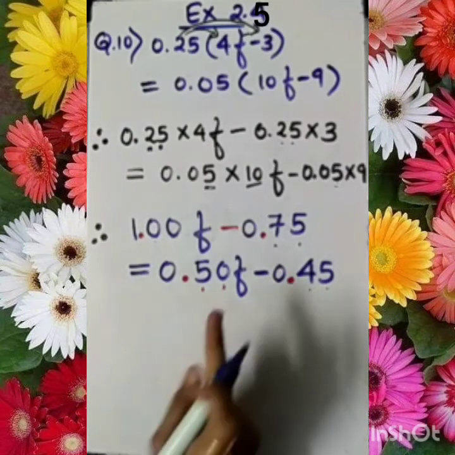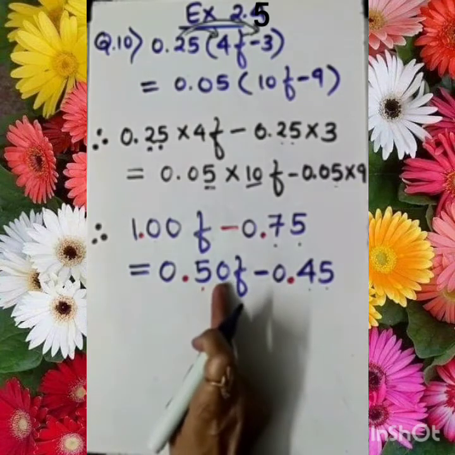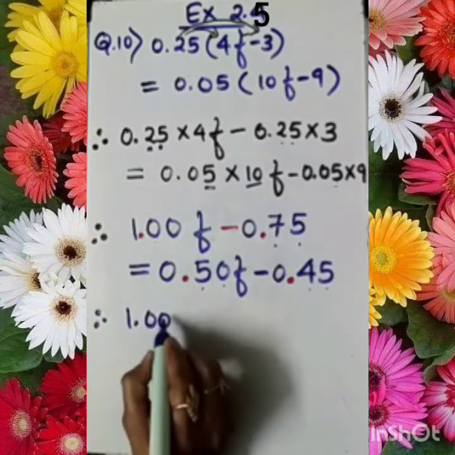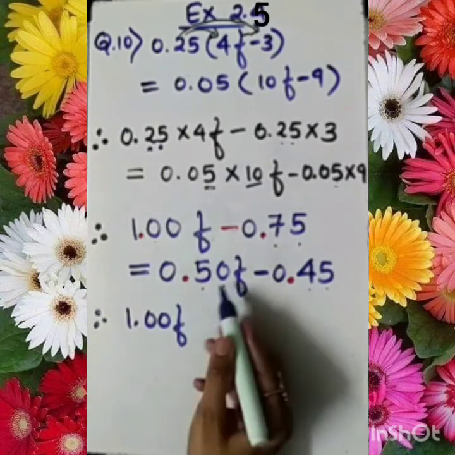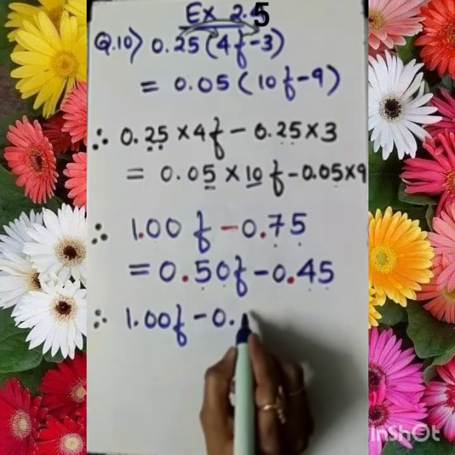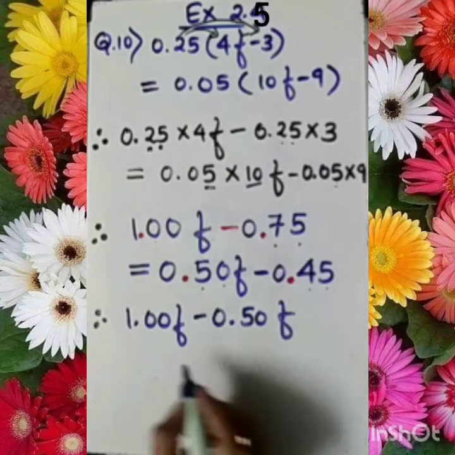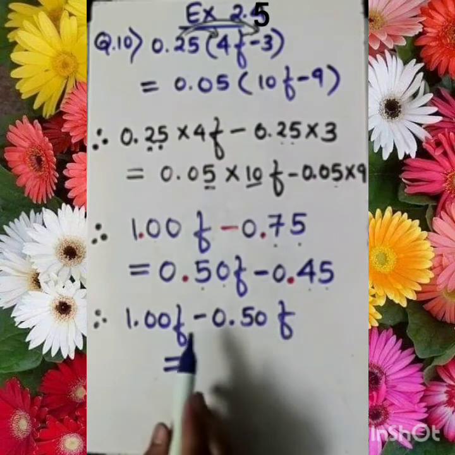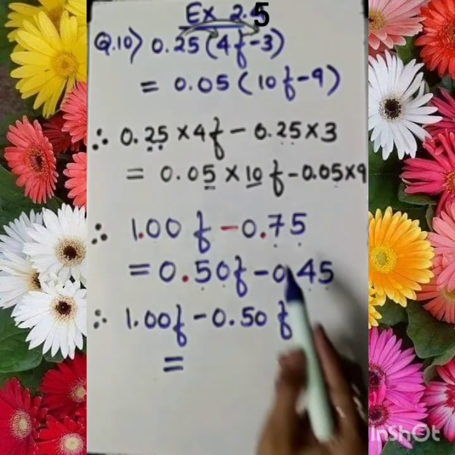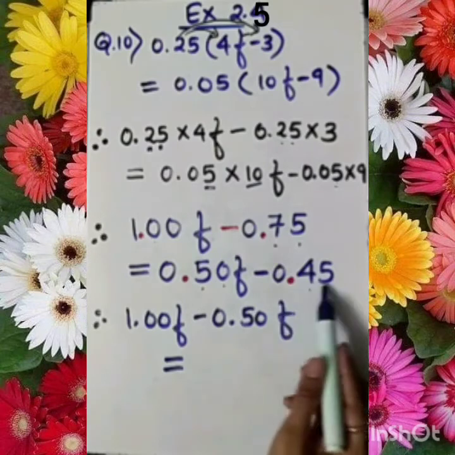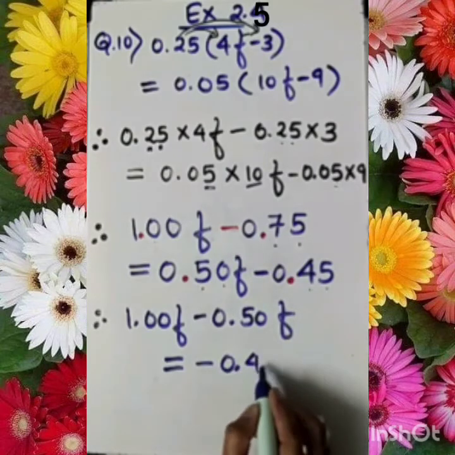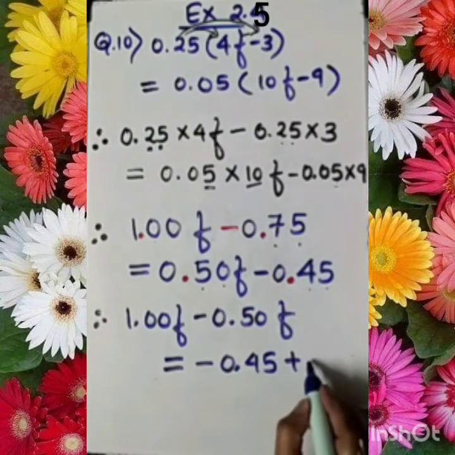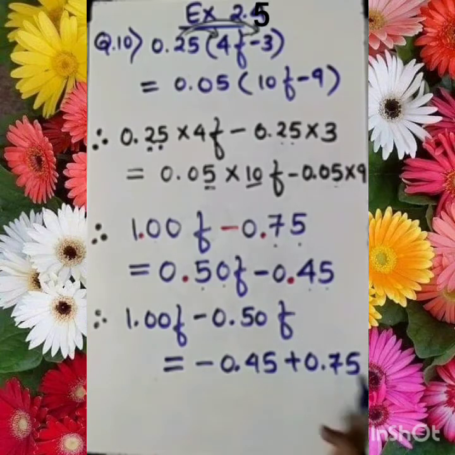Now let me bring all the F terms, similar terms, together. So on this side, the LHS, 1.00F is already there. I am bringing this term to this side. It is minus 0.50F. Agree? Nothing I have done, as it is positive here, so I have brought it to this side as negative. Now what about this? Here minus 0.45 is already there. I am shifting this minus 0.75 to the right side, so it is becoming plus 0.75.